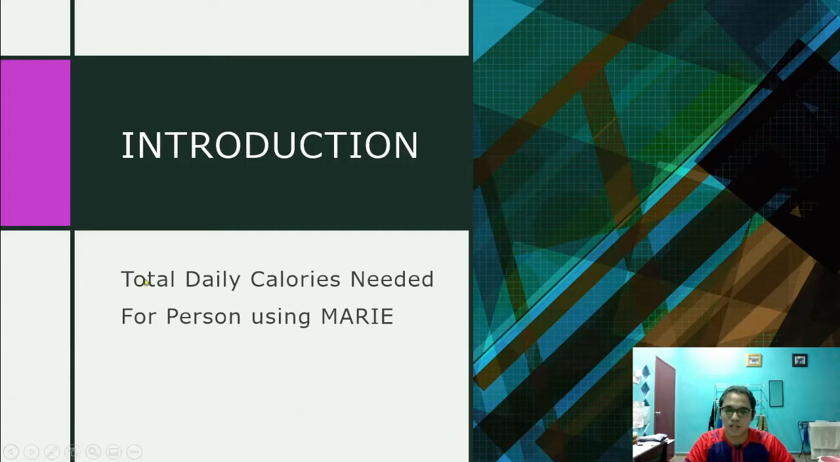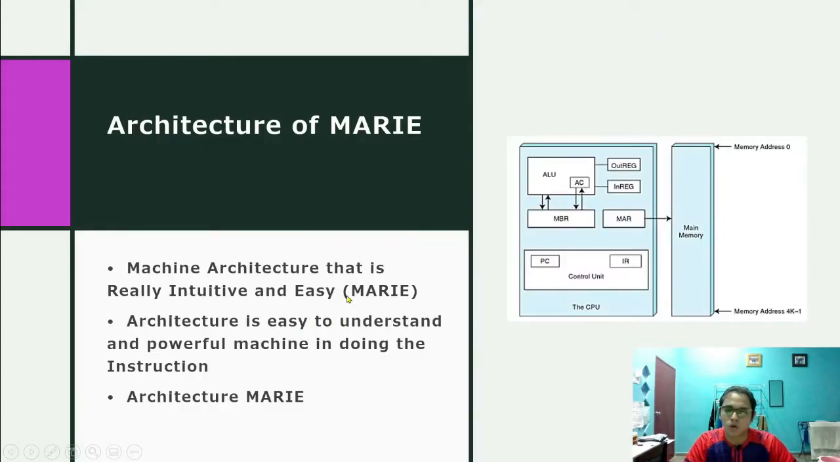Now let's take a look at the introduction. This is our title: the total daily calories needed per person using Mary. So what is Mary? Mary is a machine architecture that is really intuitive and easy. Why do we use Mary for our project? Because the architecture is easy to understand and is a powerful machine in executing instructions.